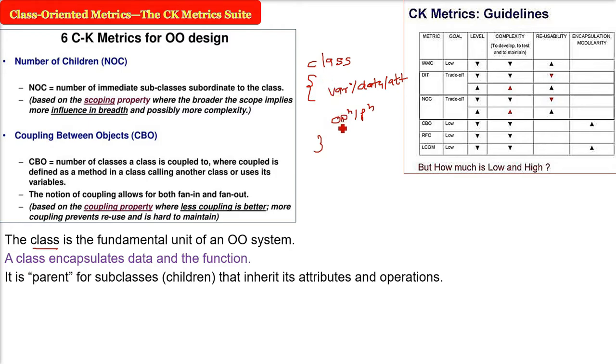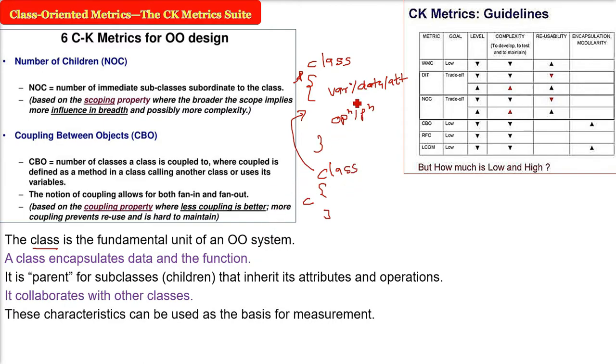There can be a parent class from which the subclasses can be inherited. Inheritance means taking the attributes and operations as they are. So there can be another class which can be a subclass of a superclass or the parent. And these all collaborate with one another. So these characteristics can be used as the basis for measurement and metrics.